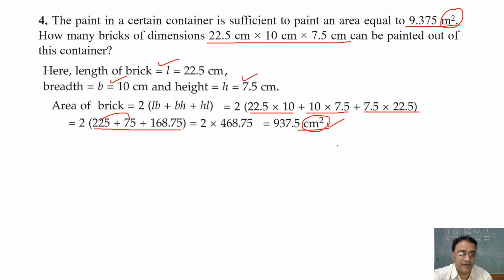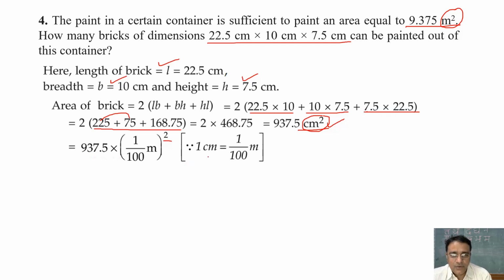If it is a cube, then 3 times. If it is a cube then we have to divide it by 3 times. Now here it is square, so we will divide it 2 times. And if you want to write, you can write in square. Why? Because 1 centimeter is equal to 1 upon 100 meter. So we'll get 10 divided by 10,000.